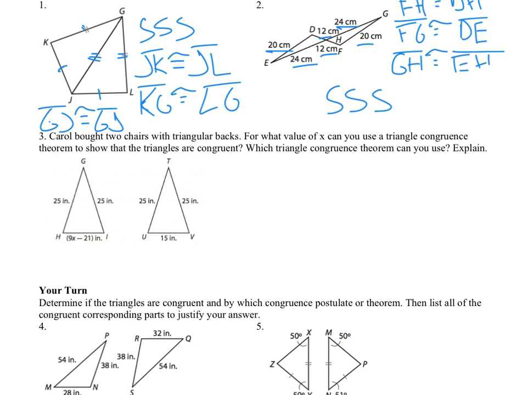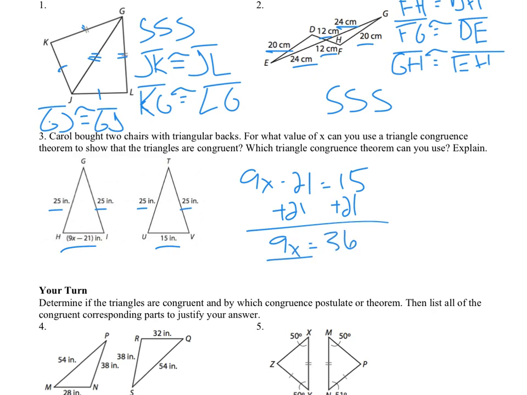All right, so Carol bought 2 chairs with triangle backs. For each value of x, use the triangle congruence theorem to show the triangles are congruent. Which triangle congruence theorem would you use? So we have 25 to 25, 25 to 25. So if these were to be congruent, those need to be equal. So let's go 9x minus 21 equals 15. And so we get x equals 4 on that. And this would be side-side-side for this.